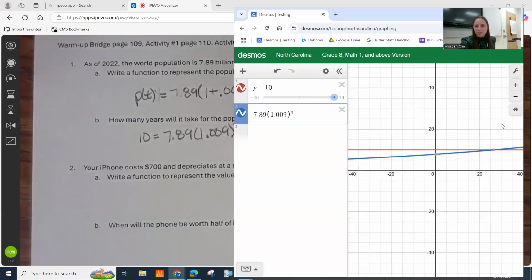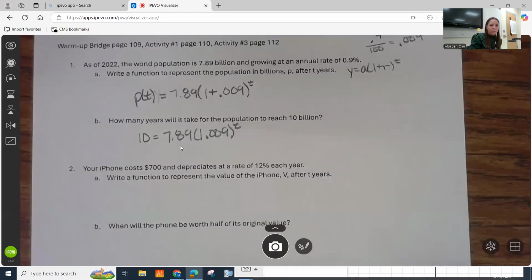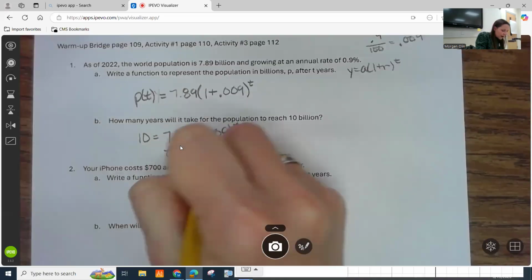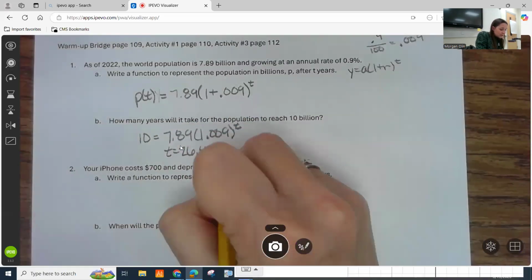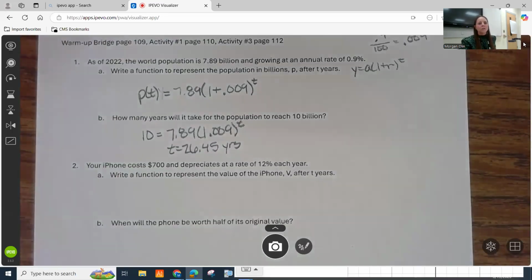I can kind of see it looks like it's going to intersect. There we go. Sometimes these numbers can be really large, so be very careful. So 26.45. Okay, so t equals 26.45. So it's going to take that many years for the population to reach 10 billion. All right, now moving on.